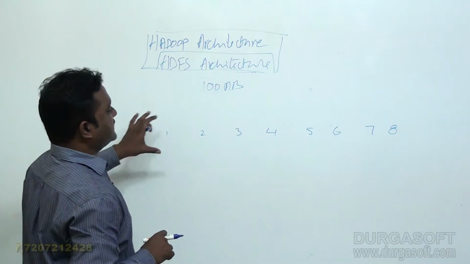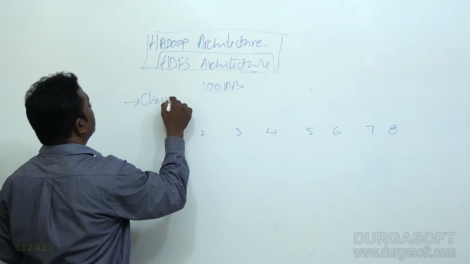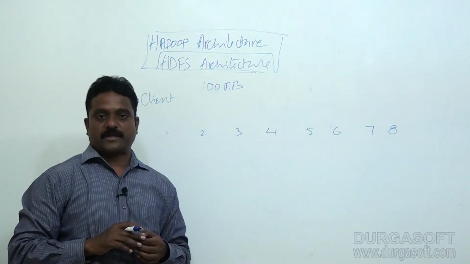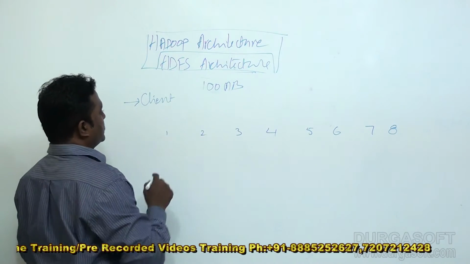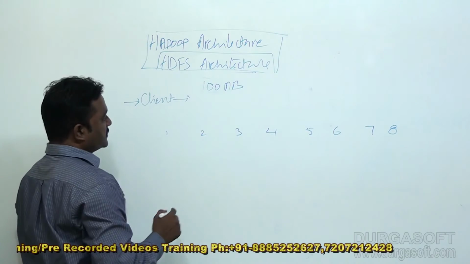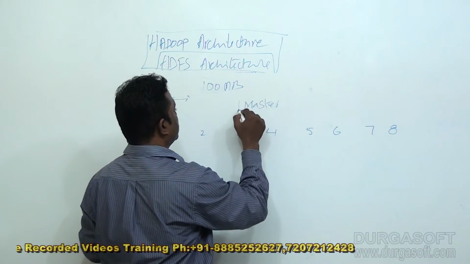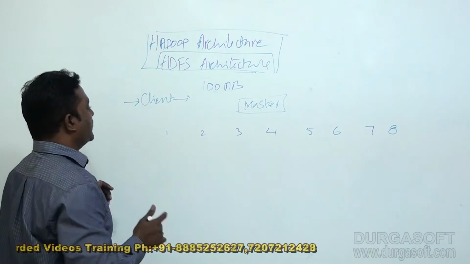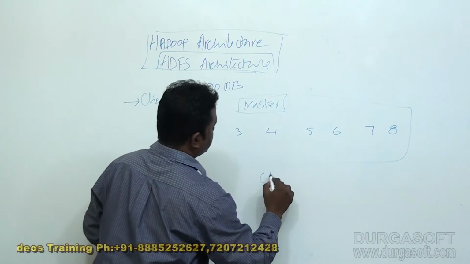So now let us say this is my cluster, and my client is the one who actually wants to perform something on my cluster. It can be a program or a machine. I want to write a file, I want to store this 100 MB of data on this cluster. So obviously I'll have a master node here, and we call the others data nodes. How many data nodes do I have? I have 8 data nodes, and my cluster is this.